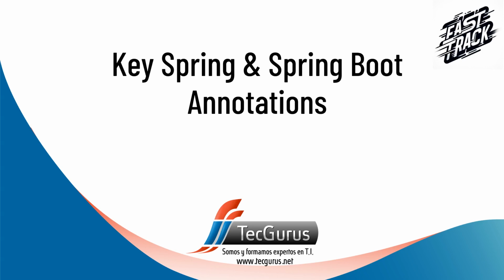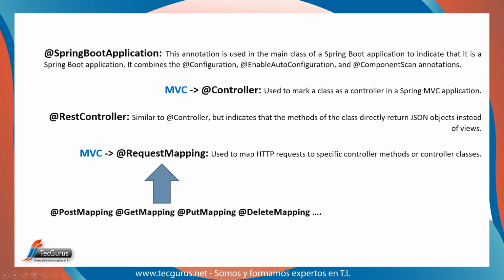In the upcoming Fast Track session, I will delve into the key annotations used in Spring and Spring Boot frameworks. The primary annotation used to configure an application with Spring and Spring Boot is the @SpringBootApplication annotation. The application starts up in a servlet container, providing an isolated environment for execution. The default Tomcat server is used here. This annotation combines three more annotations, which are @Configuration, @EnableAutoConfiguration, and @ComponentScan.